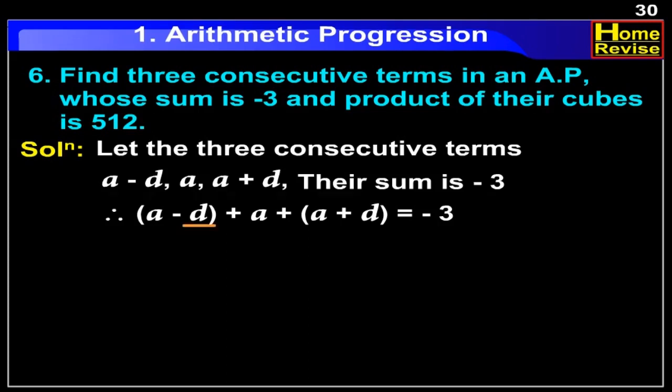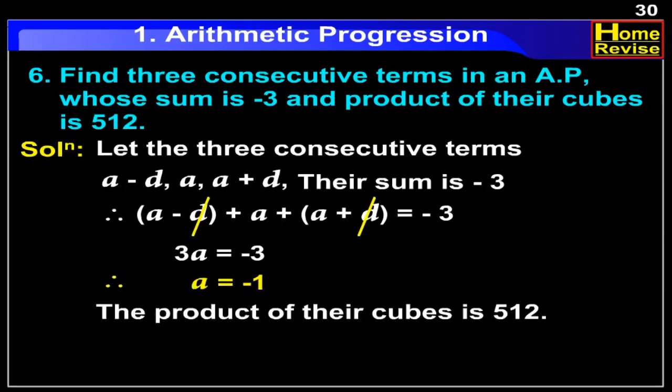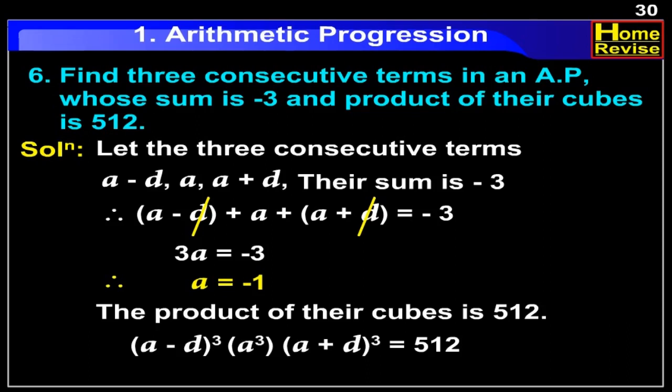Here, minus d and plus d get cancelled out and we get 3a is equal to minus 3. Therefore, a is equal to minus 3 divided by 3. Therefore, a is equal to minus 1. Further, it is also given that the product of the cubes is 512. Hence, we get (a minus d) whole cube into a cube into (a plus d) whole cube is equal to 512.